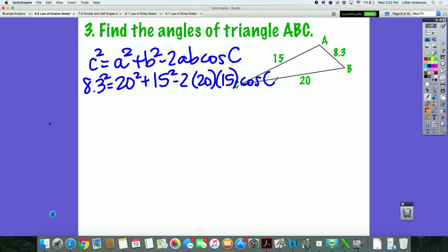Okay? This time we're looking for the angle. What is 8.3 squared? 68.89. Thank you. This is some déjà vu. What's 20 squared? 400. 15 squared? 225. And what is 2 times 20 times 15? 600.